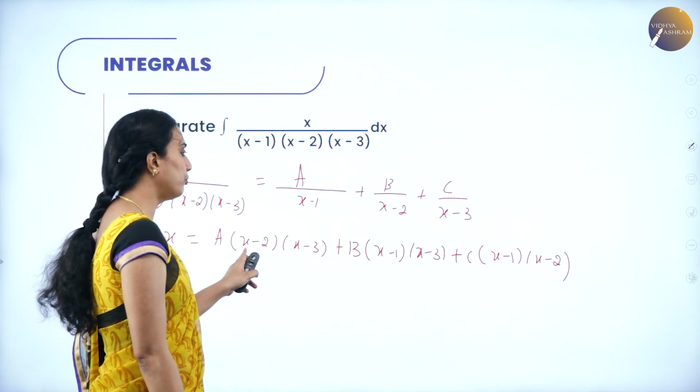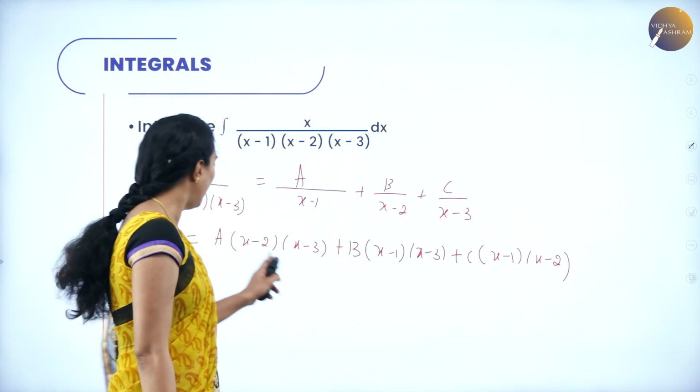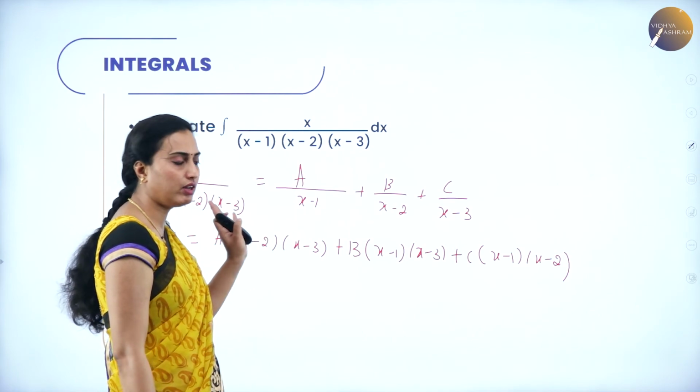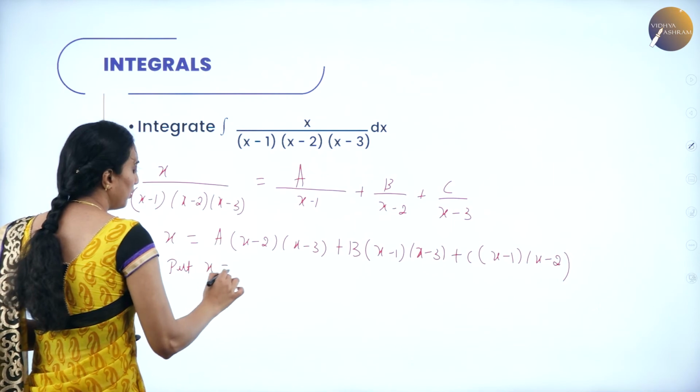Now what you are going to do? Put x equal to 2. If you put x equal to 2, a and c will get cancelled because 2 minus 2 is 0. Again, 2 minus 2 is 0. a and c will get cancelled. Remaining is b only.